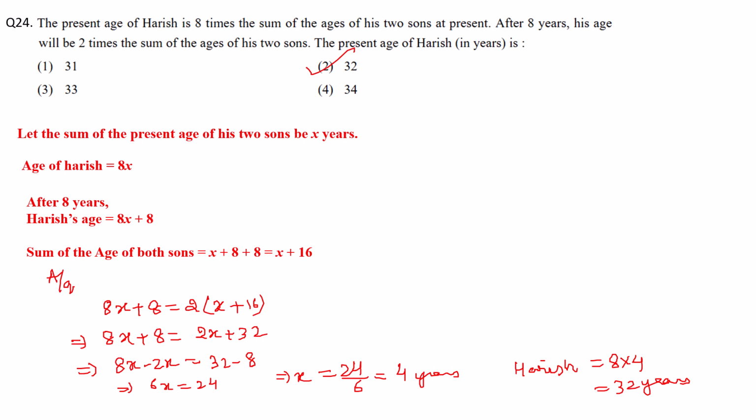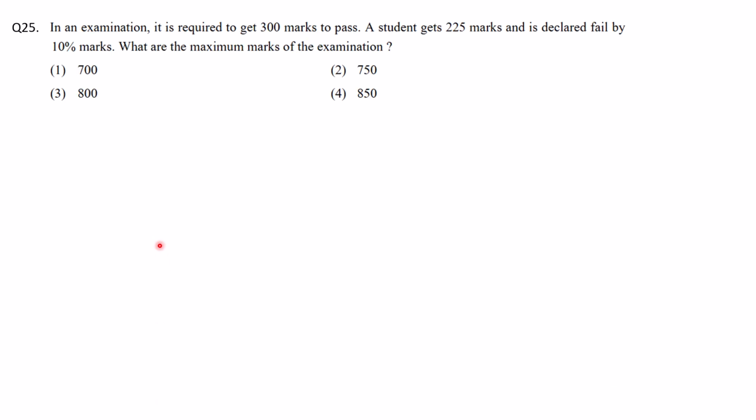Okay, now moving to question number 25. In an examination, it is required to get 300 marks to pass. A student gets 225 marks and is declared fail by 10% marks. What are the maximum marks of the examination? Maximum marks means what was the total marks, isn't it? So he needs 300 marks to pass, but he got 225 marks and he failed. So how much more marks should he need to pass? So that will be 300 minus 225. If you do, you will get 75. So he failed by 75 marks.